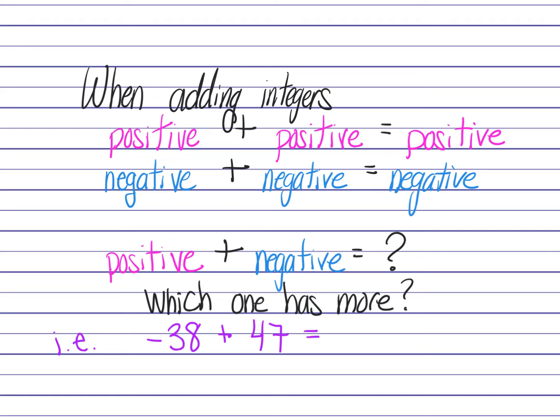So if you look at this example I have down at the bottom, if I have negative 38 plus 47, so I have a negative plus a positive, I need to determine whether or not my answer is going to be a positive number or a negative. So I'm going to ask myself which one has more. Which number is greater, 38 or 47? Well, the 47 is greater, and because the 47 is positive, that means my answer is going to be positive. So I have negative 38 plus 47, which is going to give me a solution of 9. I'm looking at the difference between the two values.